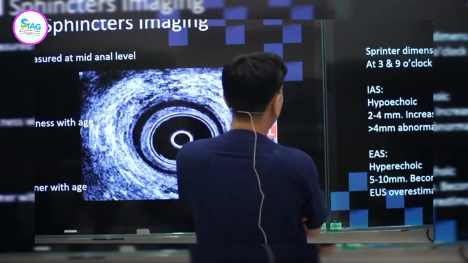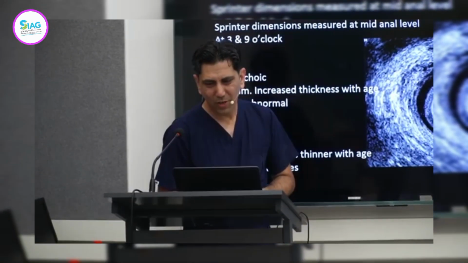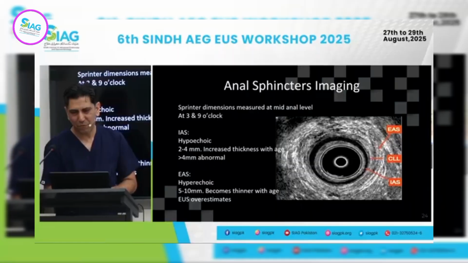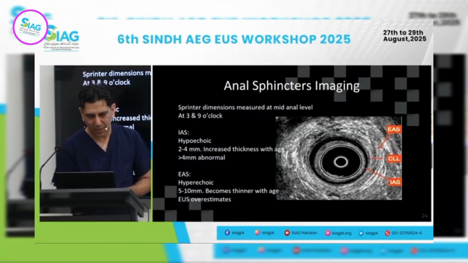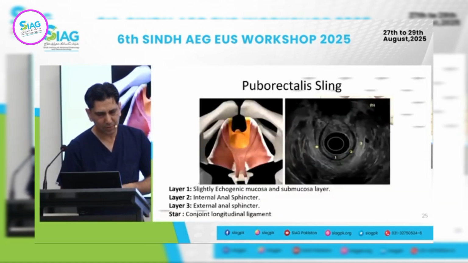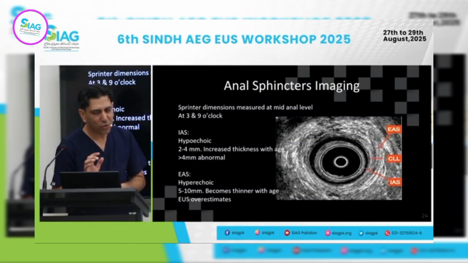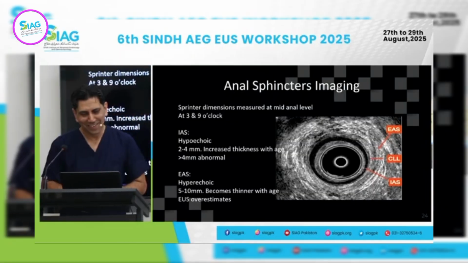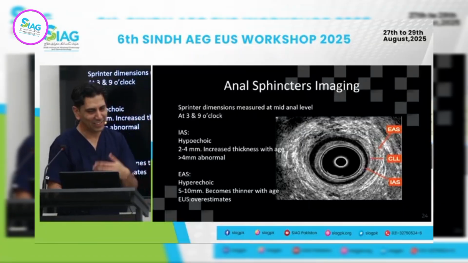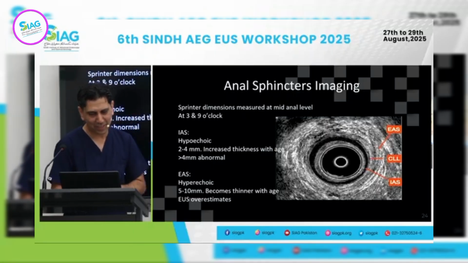Yeah, so I think it will probably come on the next slide, which is some sort of ligament. I think it's a ligament. Can't remember the name. There it is, conjoint longitudinal ligament. Sorry, but essentially differentiating between the external and the internal sphincter. This ligament, the conjoint longitudinal ligament.